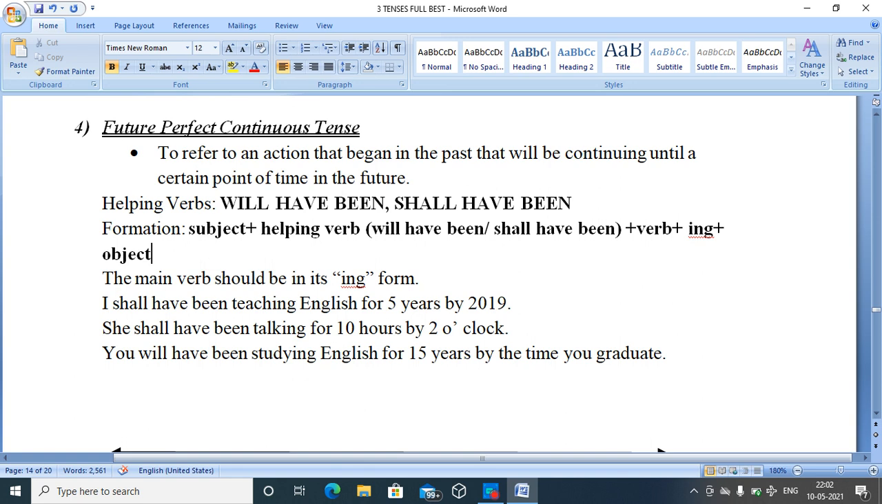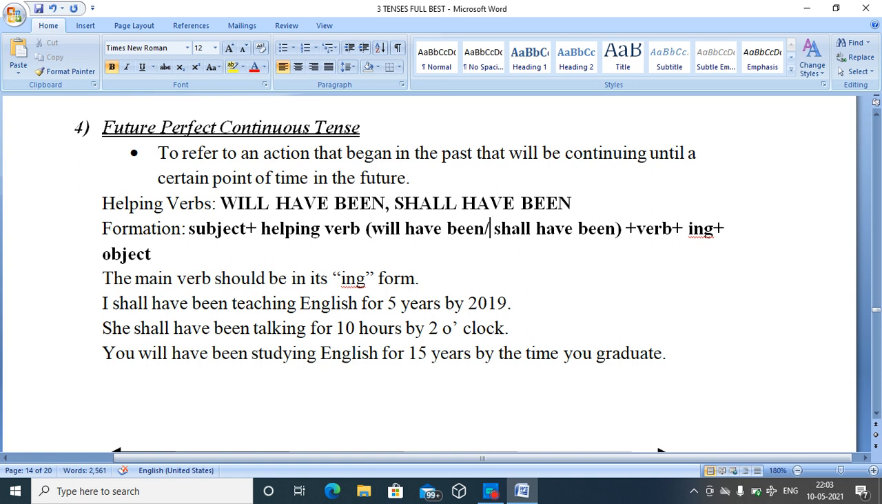Now the formation. Casually, if you want, you can have a look at this formation: subject plus helping verb. You opt for either will have been or shall have been. Then verb plus ing. As it's a continuous tense, as with any other continuous variety, ing is the apt verb form. That's running, singing, thinking, teaching. Whichever it is, take the base form of the verb and add ing. Then the object, if there is an object for the main verb, you can add that as well.